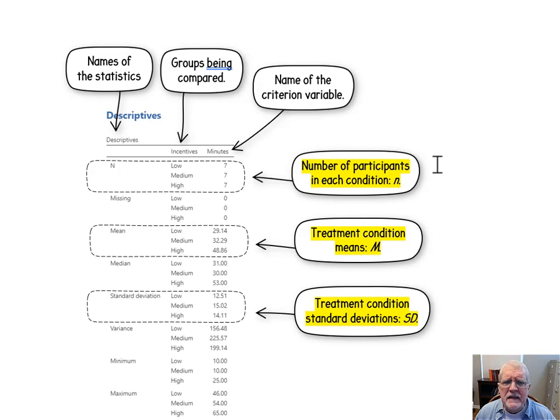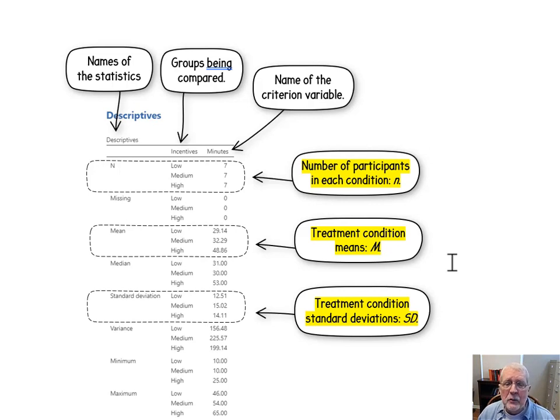Number of participants in each condition, in other words, N. To the right of the heading N, that means number of people in each subgroup. We see there were 7 people in the low incentive condition, 7 people in the medium incentive condition, 7 people in the high incentive condition. That's where my sample size came from in the excerpt.